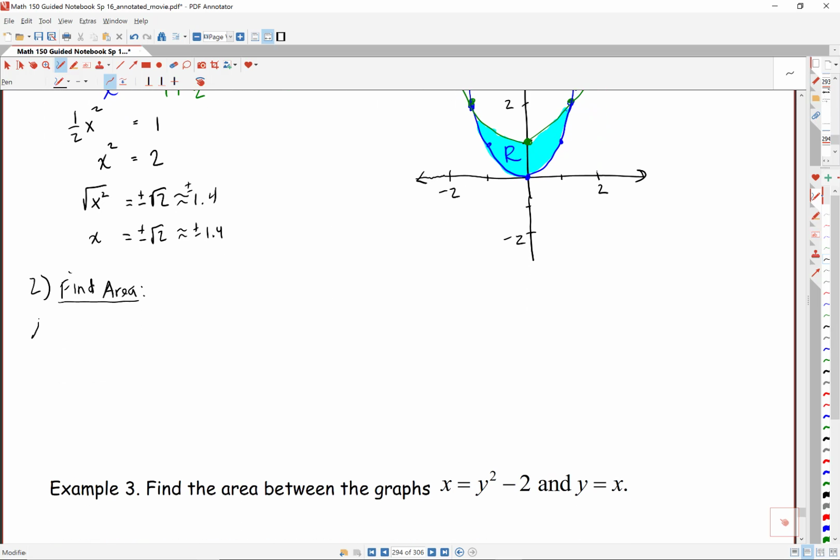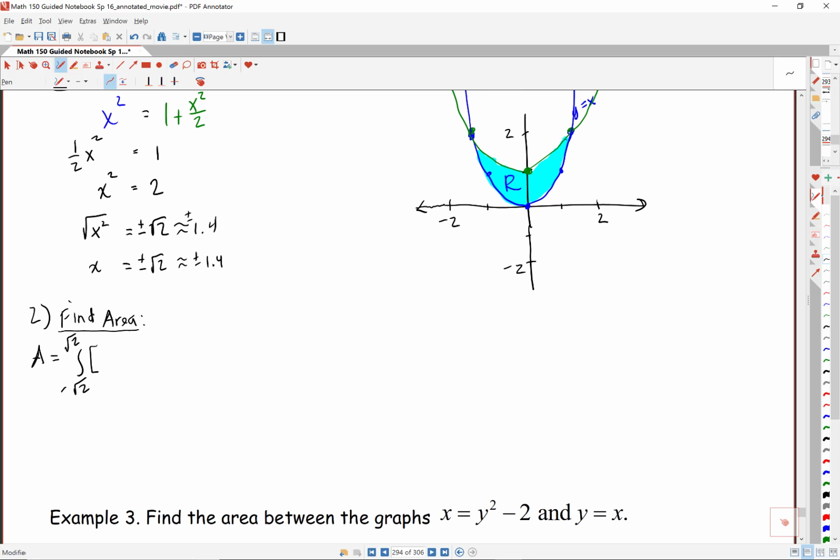area equals the integral from, and let's think about this. Here's a trick we can use. You can either figure out the area of the integral between negative root 2 to root 2, and then do your whole subtracting of it. So remember, you would have 1 plus x squared over 2 minus x squared, and that would all be with respect to x.